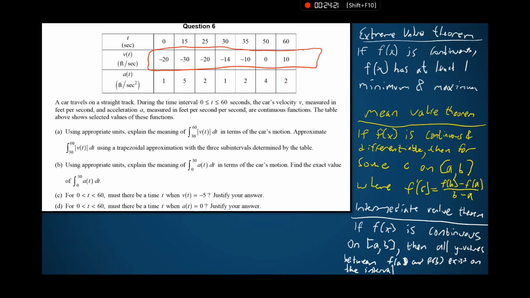Okay, so looking at our values for v of t, does there have to be a time t when v of t is negative 5? Yes. Why? When the time t is 35, our velocity is negative 10. And when it's 50, the velocity is 0. So between negative 10 and 0.